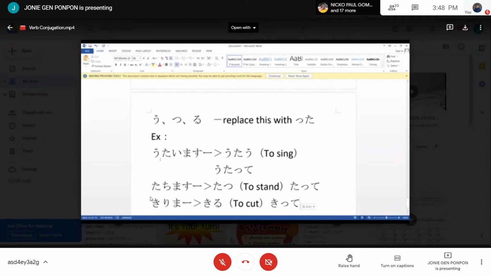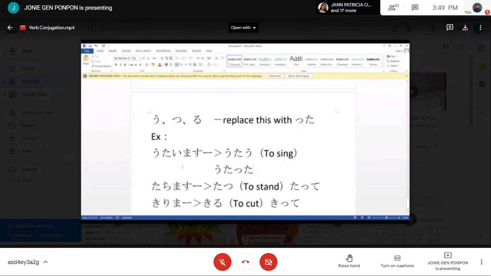Now, for the u sound, the utaimasu. Okay? So, instead of, no, because utate is for the te form. Now, for the ta form, it will become utata. Okay? Utata. It can also be used as present, past affirmative for sentences that are past affirmative under plain style form. So, instead of utaimashita, you will use utata.